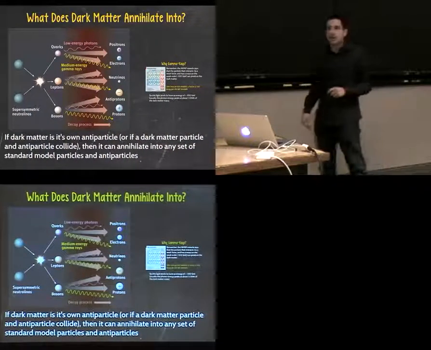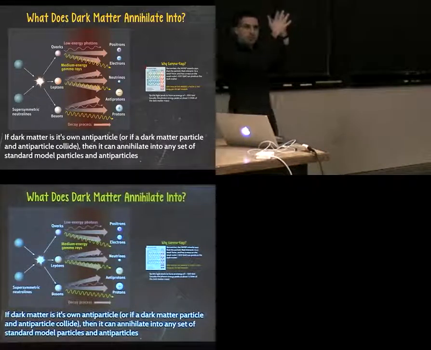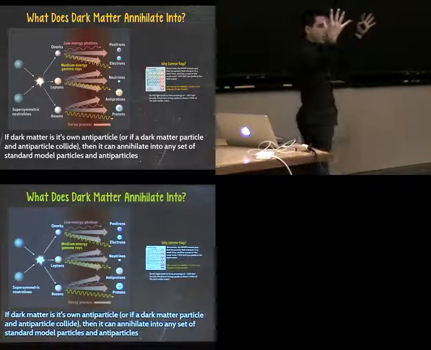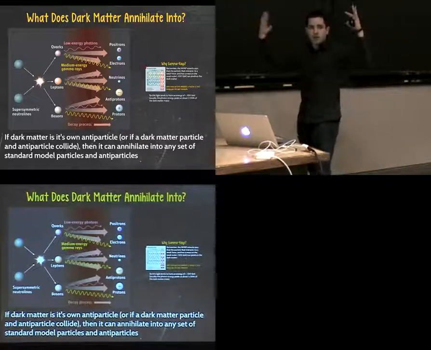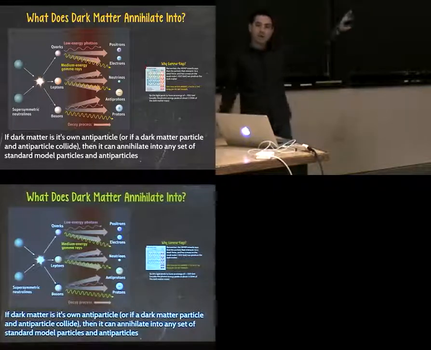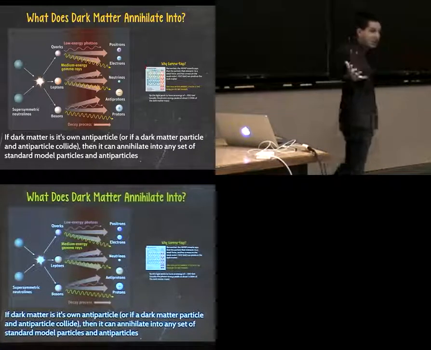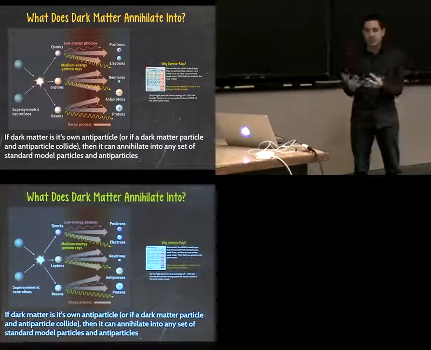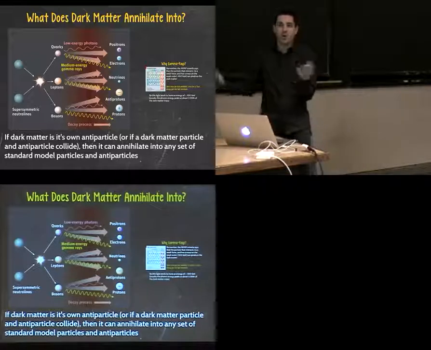So what does dark matter annihilate into? I started with two dark matter particles. They annihilate. They produce energy. Where does this energy go? Well, it can go into almost anything. If dark matter is its own antiparticle, we talked about quantum numbers a couple weeks ago. Those are all 0 because everything has a particle and an antiparticle. We started with 0. We have energy, and we can distribute that energy into any set of particles and antiparticles that cancel each other out.